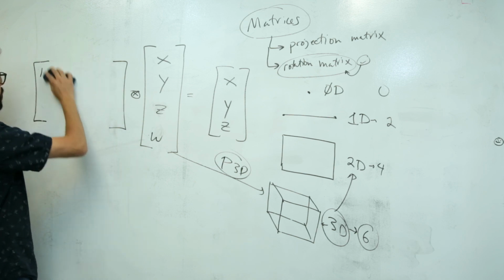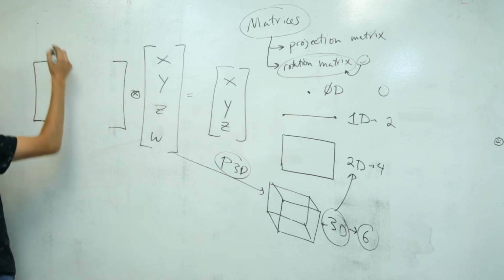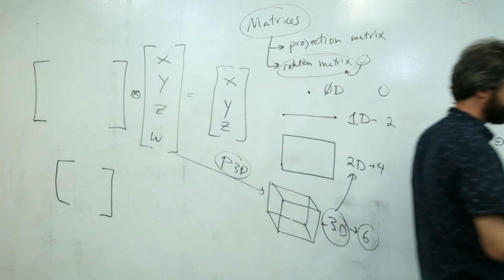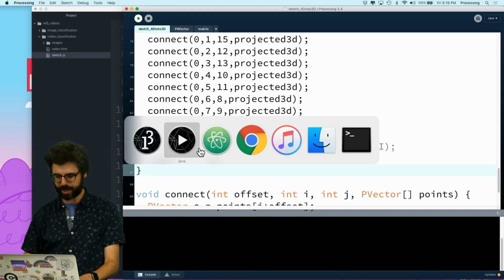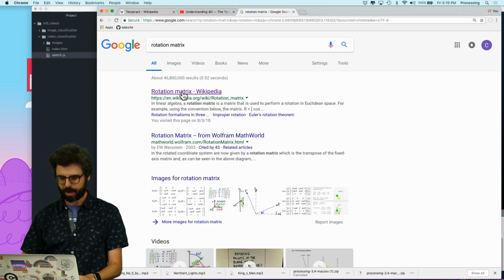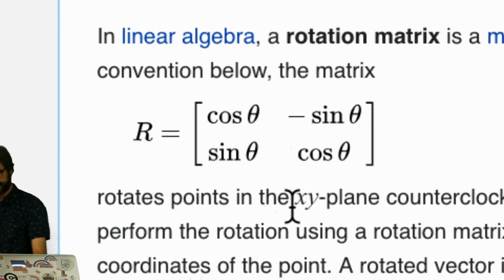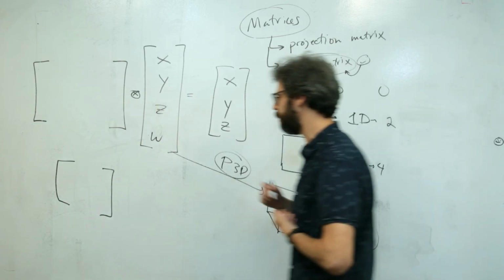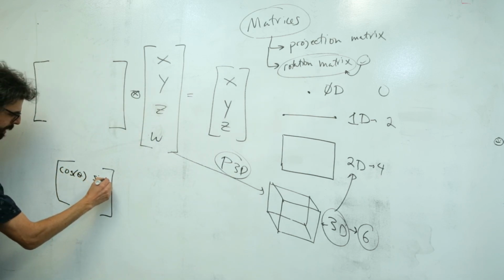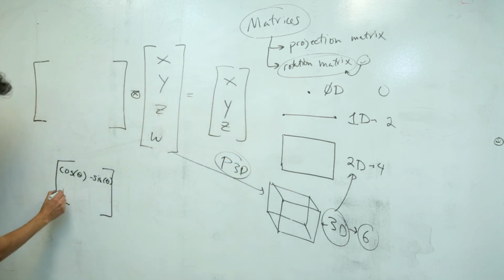So here's the thing. In 2D, I want to draw up here, but I don't think you can see it, so I'm going to draw it here. If we go to a Wikipedia page, rotation matrix, we're going to see that a rotation matrix looks something like this. I'm going to write this down, because we're going to want to memorize this. It's cosine of the angle, negative sine of the angle, and then sine of the angle, cosine of the angle, right, of course.